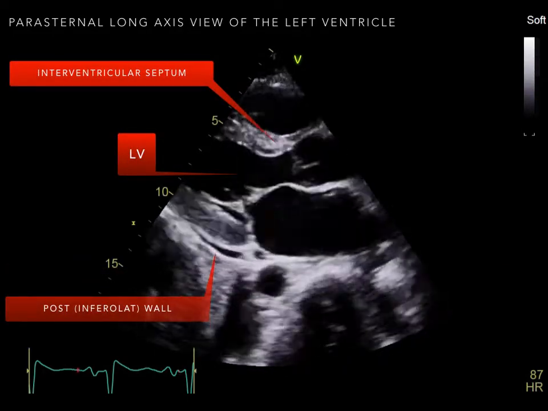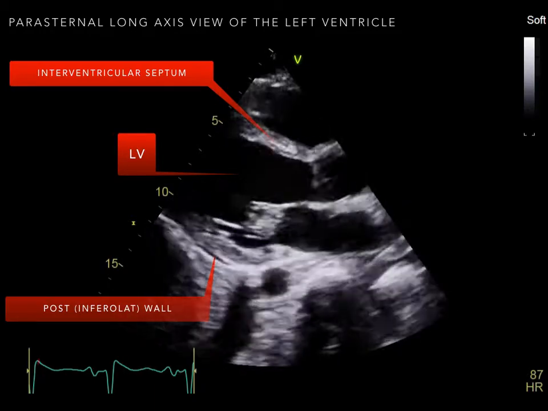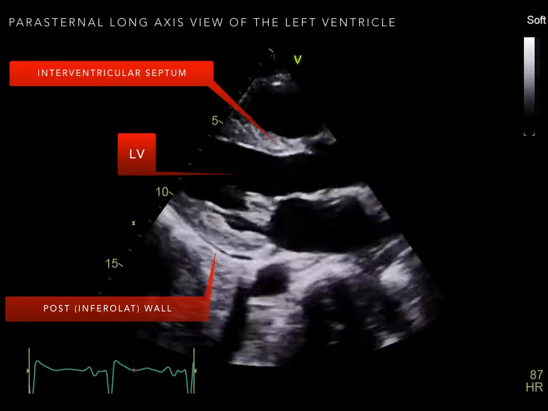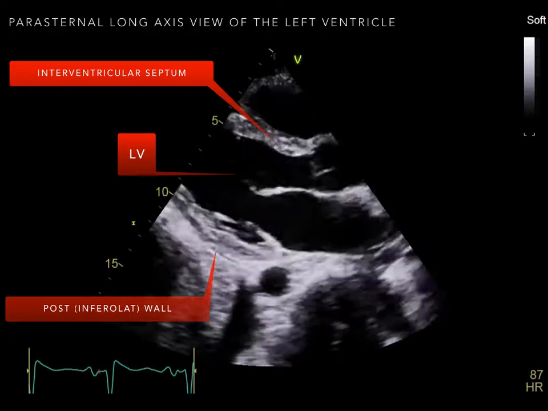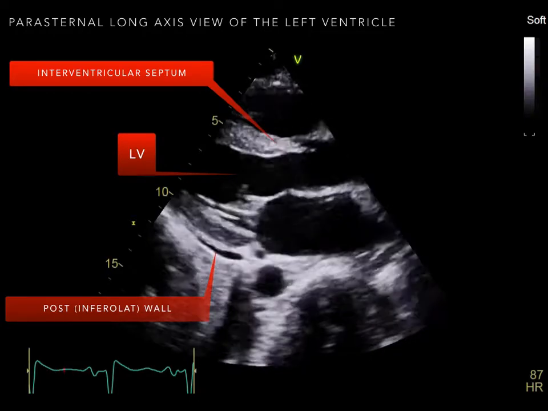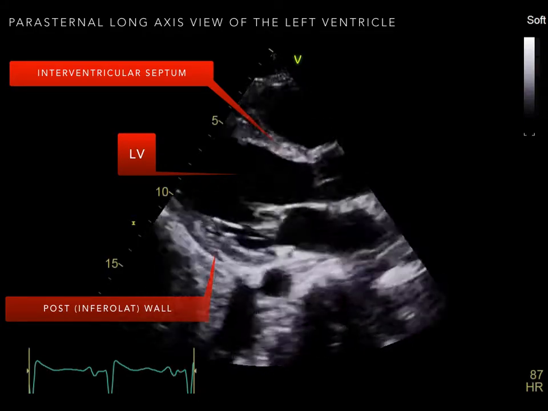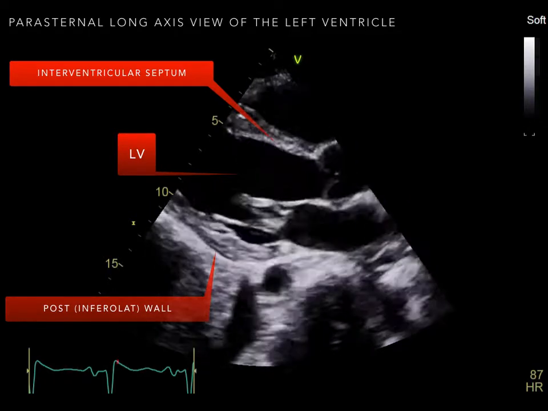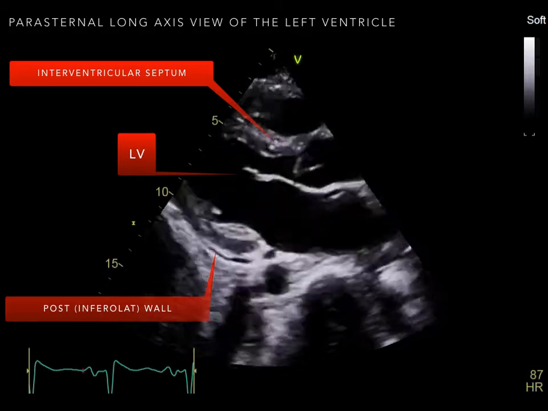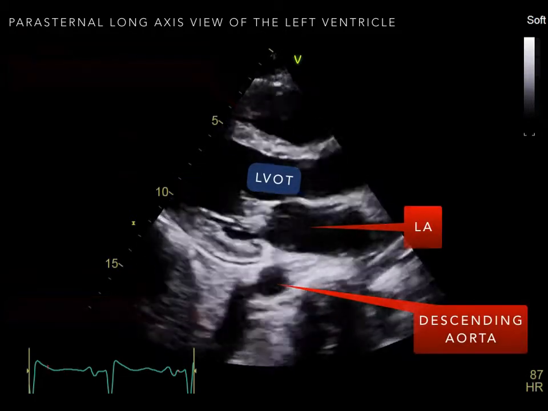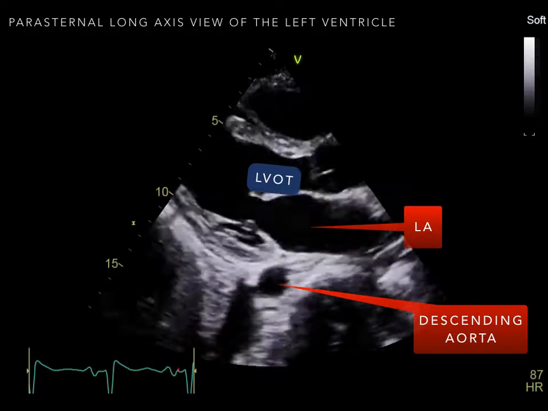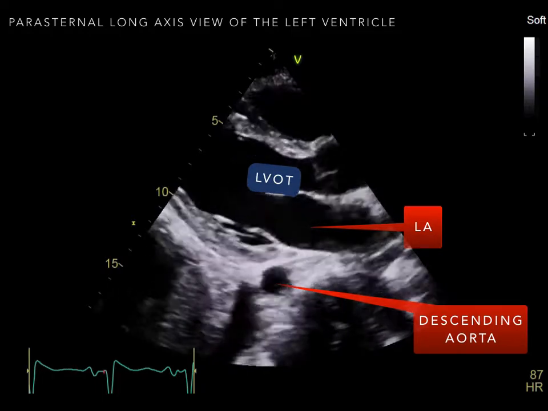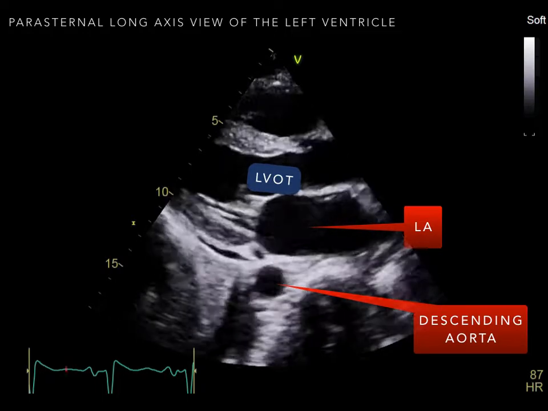Focusing on the left ventricle now, we can see the basal and mid segments of the interventricular septum and the posterior or inferolateral wall. Thickness of these walls should not exceed 1.1 cm in systole. The LV cavity appears echo-free. The LVOT is bounded anteriorly by the interventricular septum, posteriorly by the anterior mitral valve leaflet.